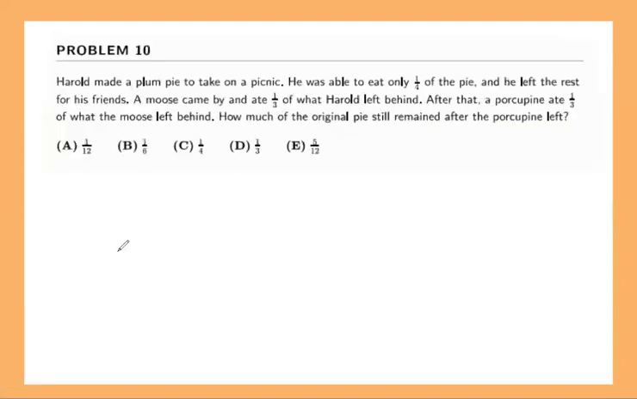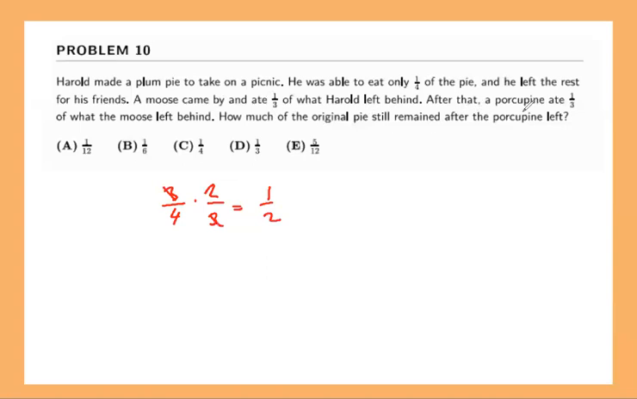So the number 10. Harold made a plum pie to take on a picnic, and he was able to eat 1/4, and then he left the rest for his friends. So that means he is gonna share 3/4 of that. So I'm gonna start with 3/4. This is the one he left for his friends. And after, a moose came by and ate 1/3 of this. If you lose 1/3 of this, you're gonna have 2/3 of this left, which is 2/3 times 3/4, which will be 1/2 basically left of the original pie that we started with, right?